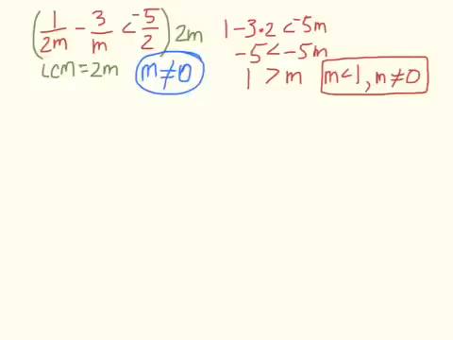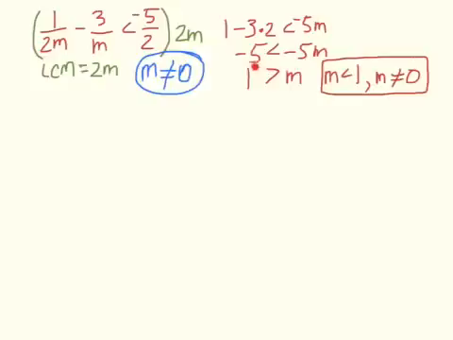So we're going to take our 2m and multiply that by our entire inequality. These 2m's cancel, leaves us with 1. These m's cancel, leaves us with 2 times 3. Then these 2's cancel, leaves us with -5 times m. -3 times 2 is -6, plus 1 is -5. So we have -5 less than -5m.